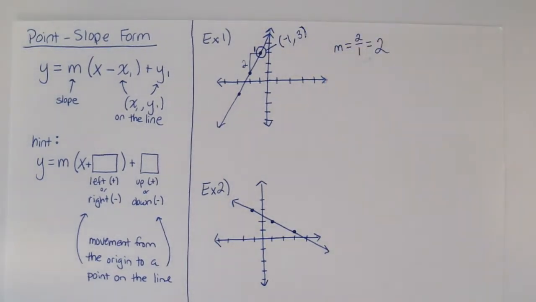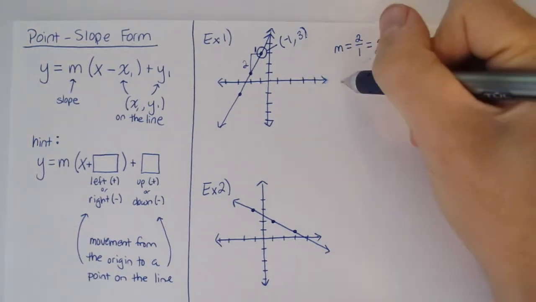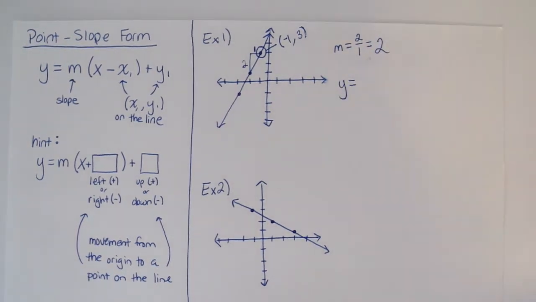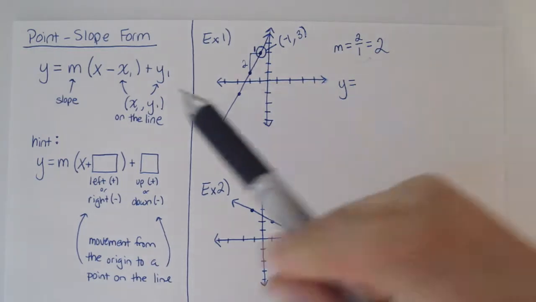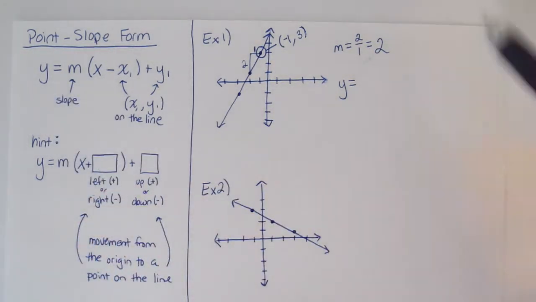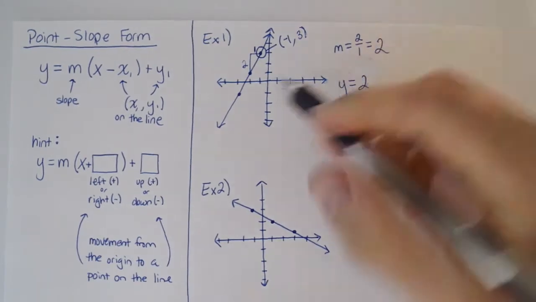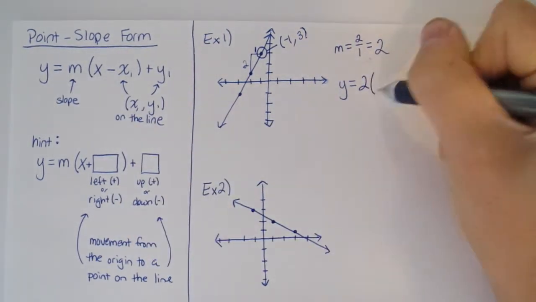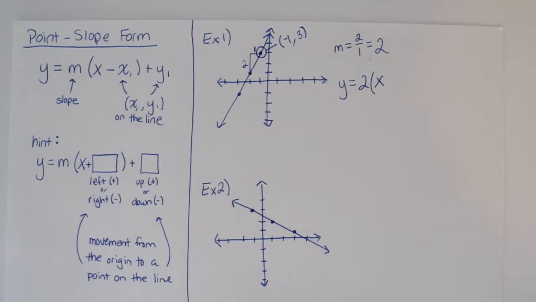So when we're writing the equation in point-slope form, we're basically writing directions for somebody to graph the line. So it always starts with y equals m. We already figured out that our slope is 2. Then I need parentheses. Then I need my x. So remember, in point-slope form, we always leave the x and the y in our equation.